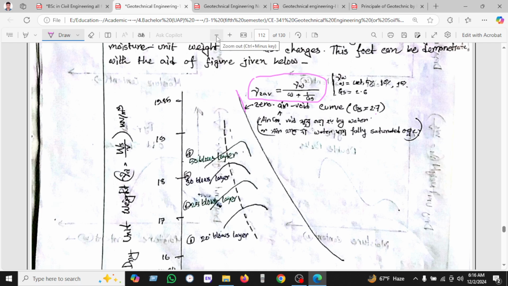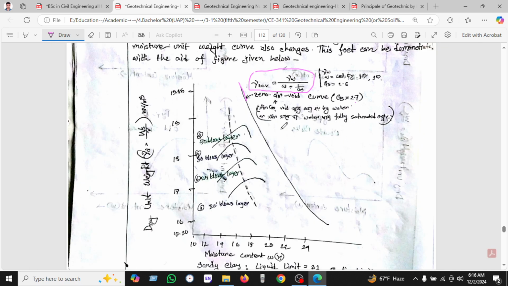Zero air void means the air will be filled by water. This is called zero air void.